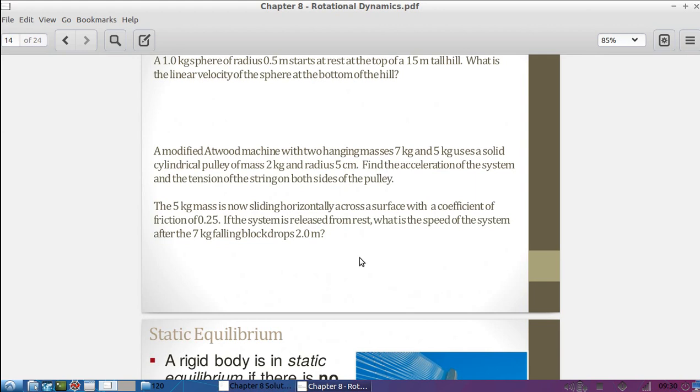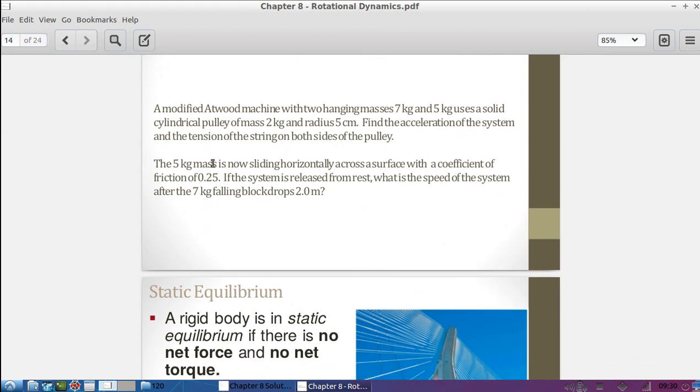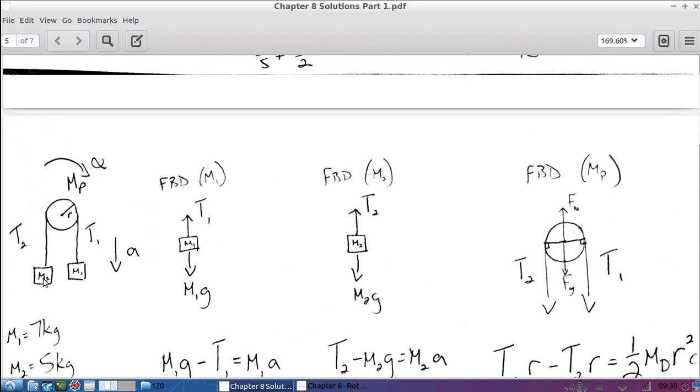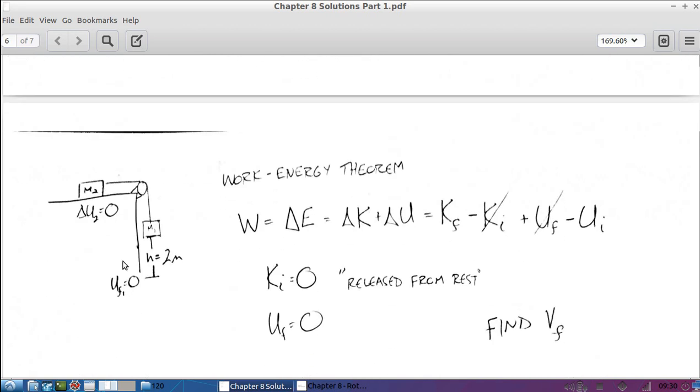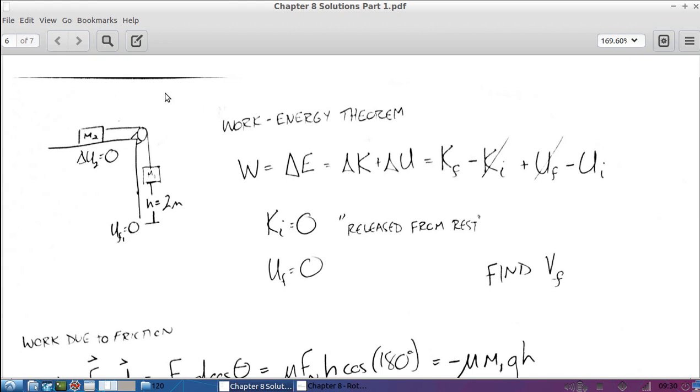So now I'm going to change the problem up a little bit, right? I'm going to put this 5 kilogram mass, M2, on a horizontal surface. Again, this looks very familiar, right? This is kind of how I like to design the problems. All of our problems are going to look very similar to what we've dealt with in the past, but now we're adding these new properties that we neglected prior to Chapter 8.